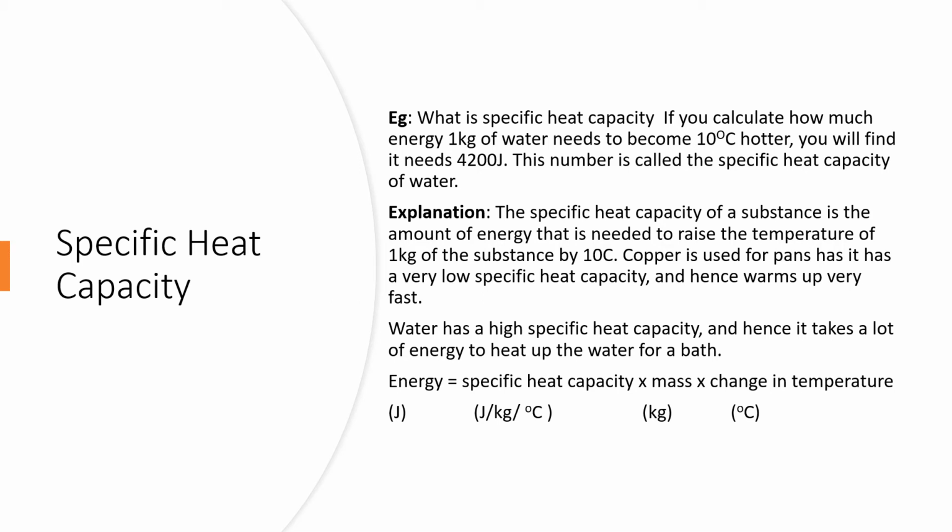Copper is used for pans as it has a very low specific heat capacity and hence warms up very fast. On the other hand, water has a high specific heat capacity and hence it takes a lot of energy to heat up the water for a bath. The formula for this is specific heat capacity times mass times change in temperature. In an exam, this is given to you in the formula sheet.